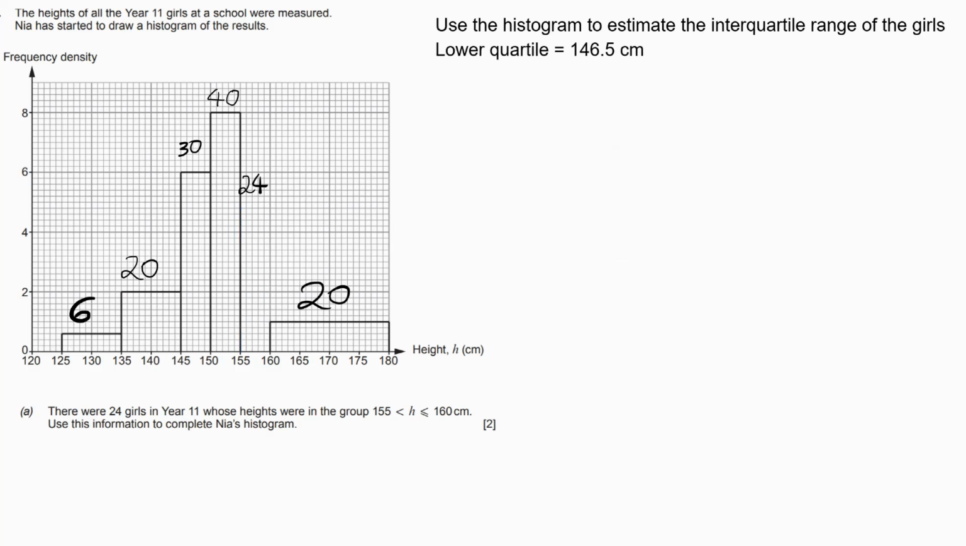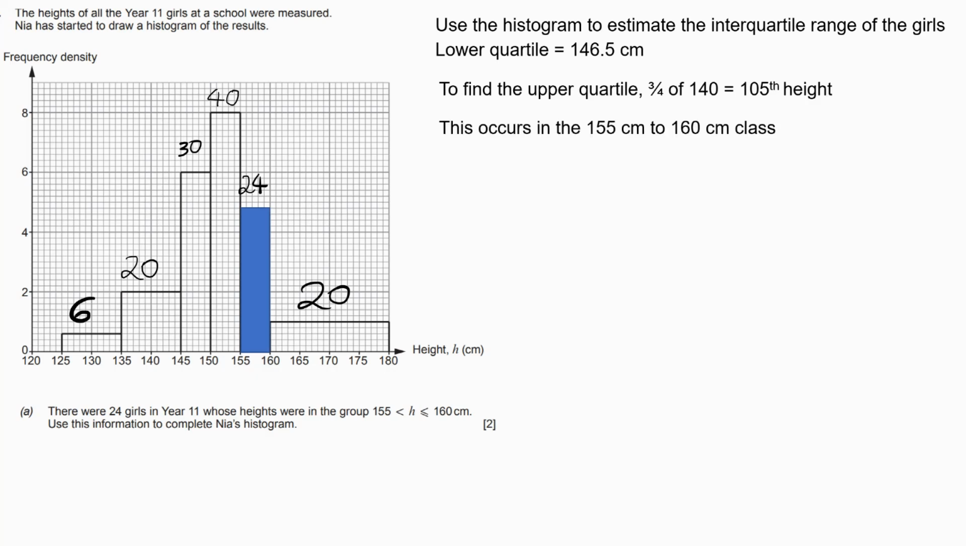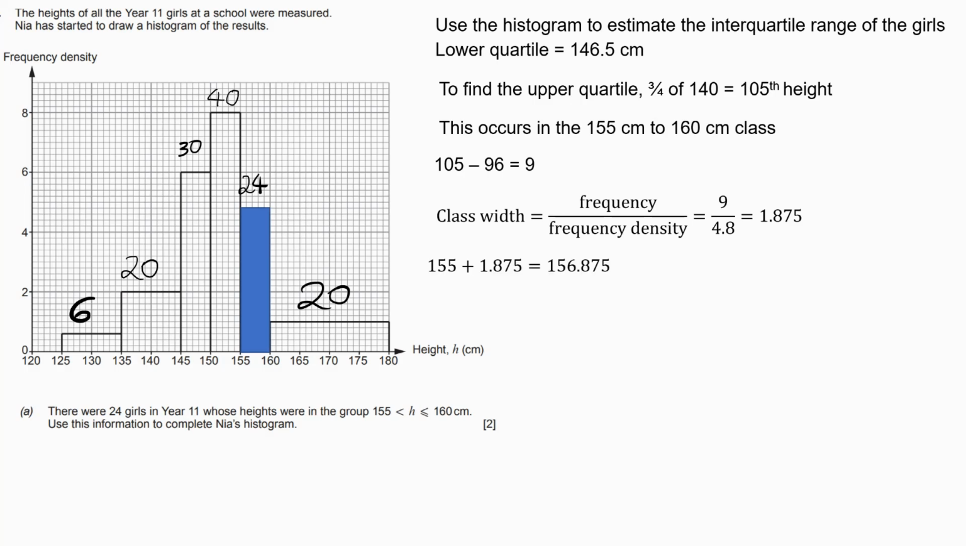To work out the upper quartile, we need to go 3/4 of the way into the distribution. 3/4 of 140 is 105. This occurs in the 155 to 160 class. We need to go again 9 units into the class, but this time we do 9 divided by 4.8 because the frequency density of the class is 4.8. This gives me an upper quartile of 156.875, and hence the interquartile range is 10.375 for the difference.